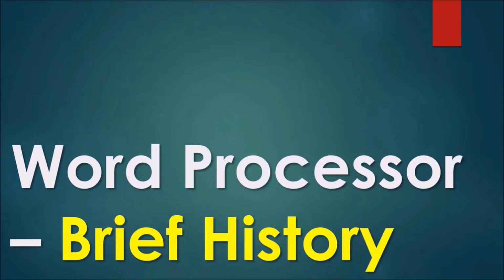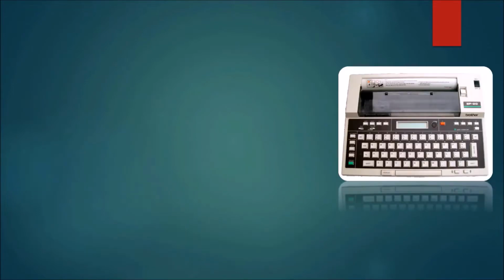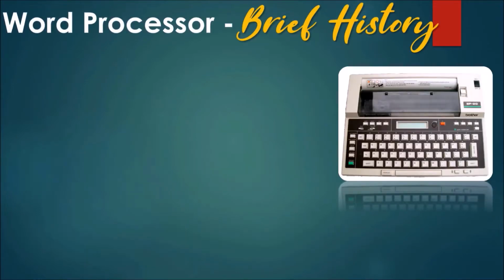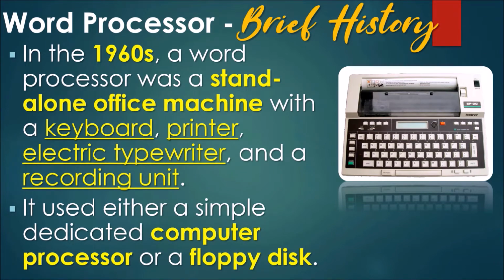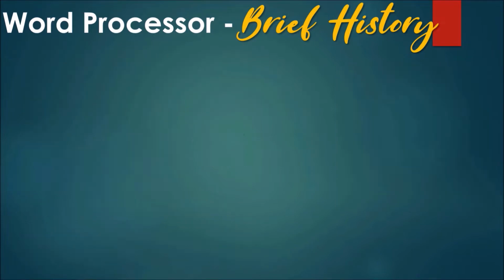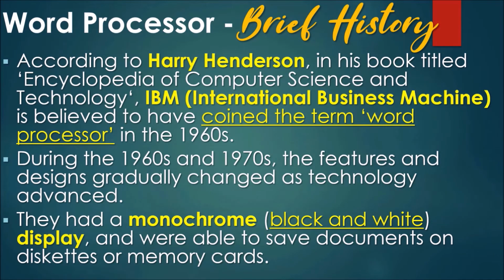Word processor brief history. In the 1960s, a word processor was a standalone office machine with a keyboard, printer, electric typewriter, and a recording unit. According to Harry Henderson, in his book titled Encyclopedia of Computer Science and Technology, International Business Machine, or IBM, is believed to have coined the term word processor in the 1960s.